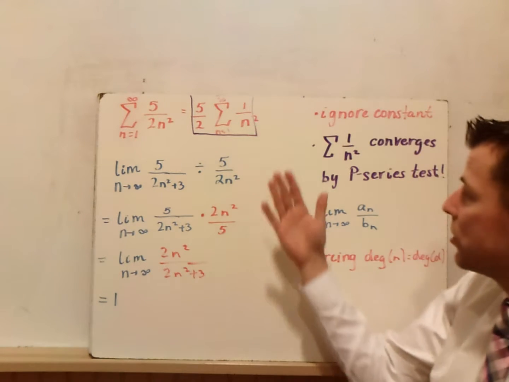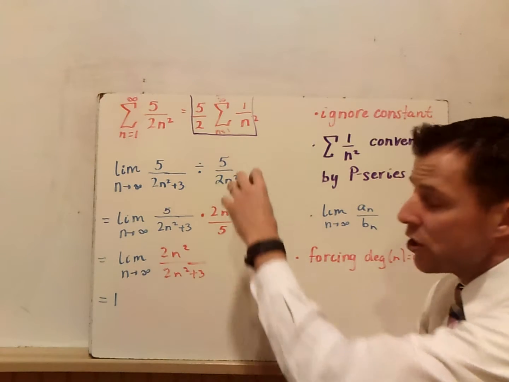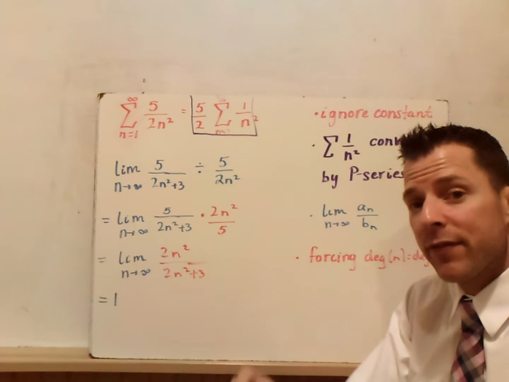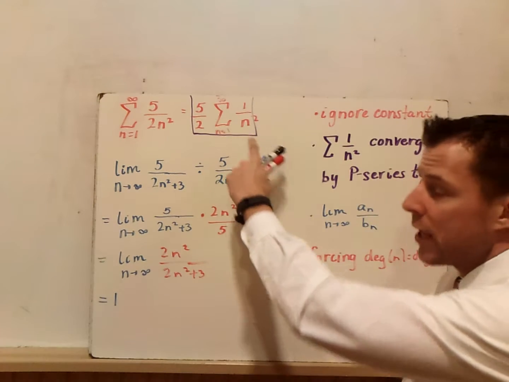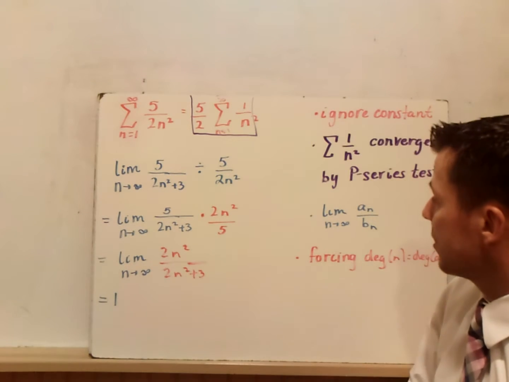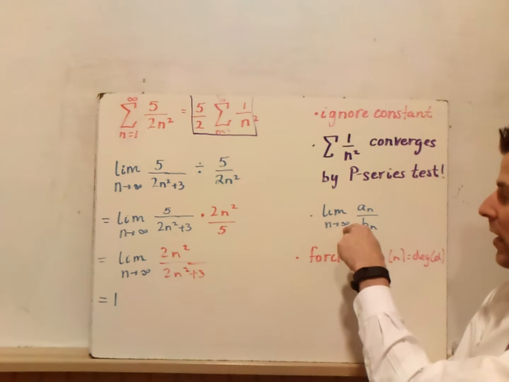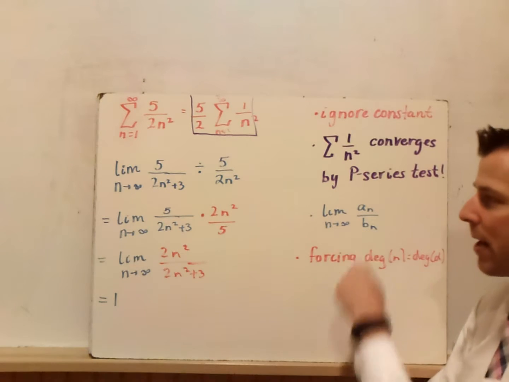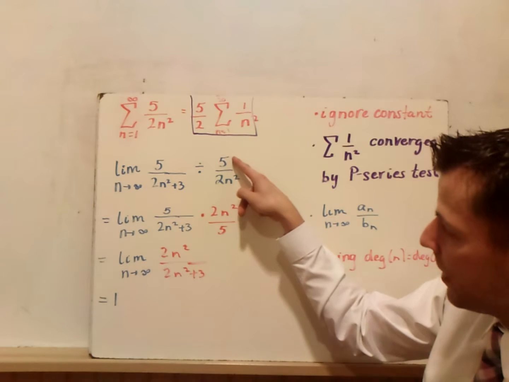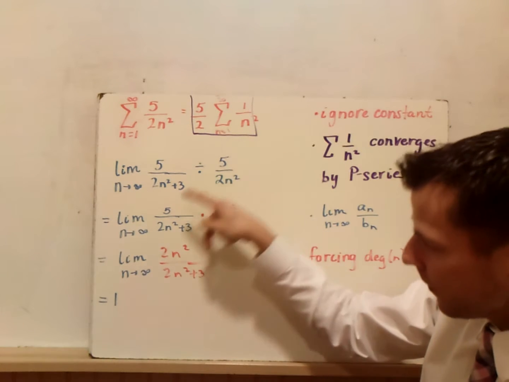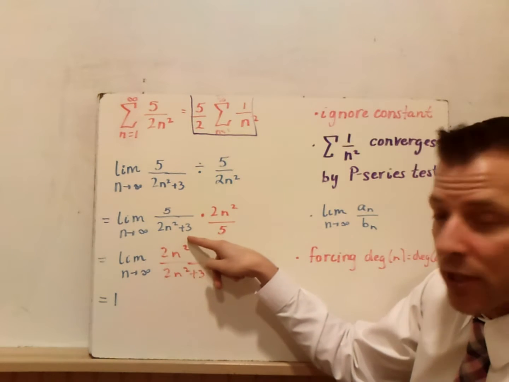So this is perfect. So here's what we have. We know the p-series, what we're comparing to, converges. So I know that if I get an answer that's finite and positive, my series will converge because what I'm comparing it to converges. So let's look. So the definition, remember, the limit as n approaches infinity of a sub n divided by b sub n. So here's the rule. Here's my a sub n divided by b sub n, what I'm comparing it to. So I use some math here. Limit as n approaches infinity of 5 divided by 2n squared plus 3.